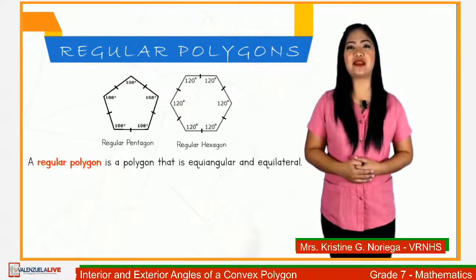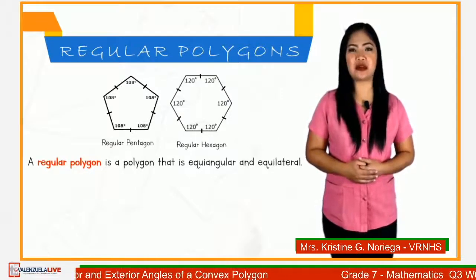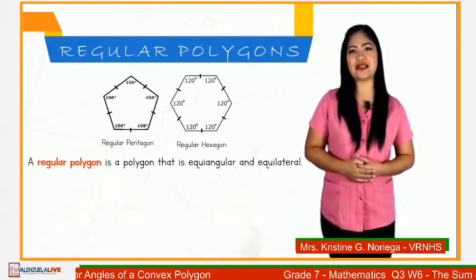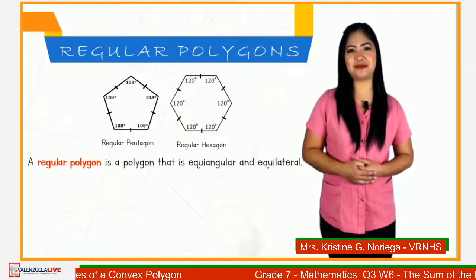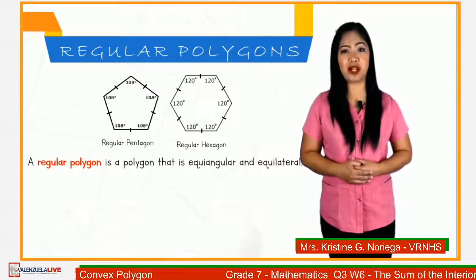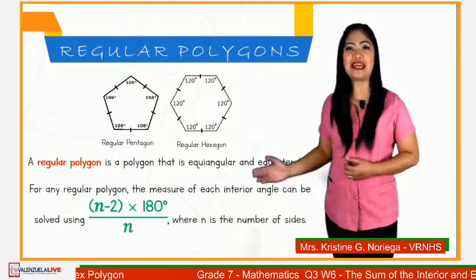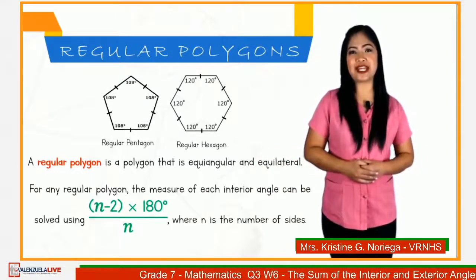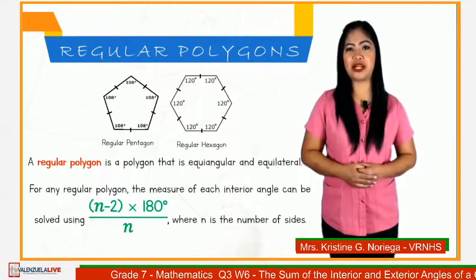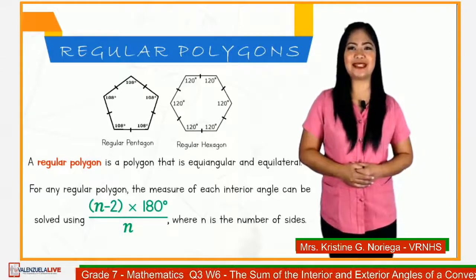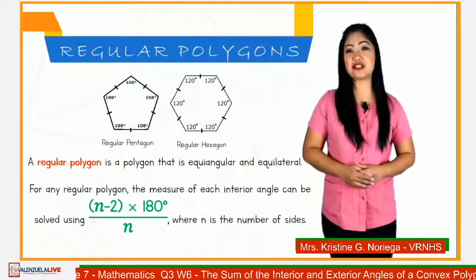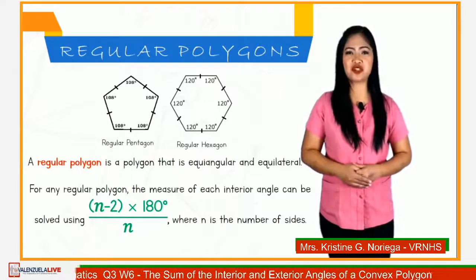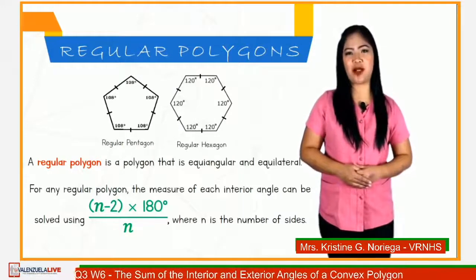Equiangular means that all its interior angles are equal in measure. And equilateral means that all the sides of the polygon have the same length. For any regular polygon, the measure of each angle is (n minus 2) times 180 degrees all over n, where n is the number of sides. When do we use this formula? This formula is used when you are asked for the measure of angles in a regular polygon.